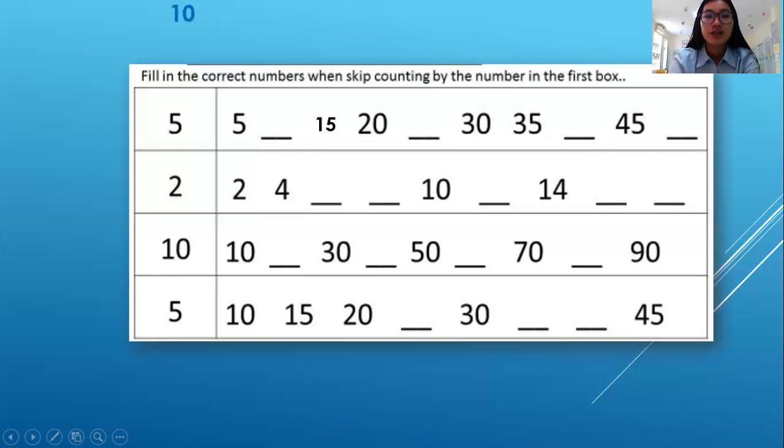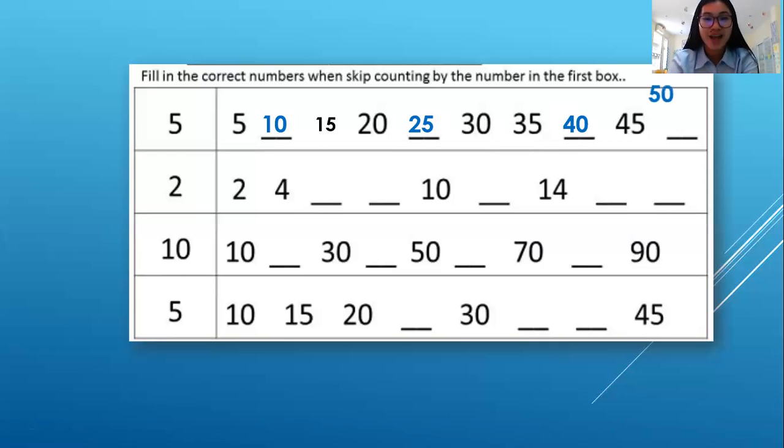It is 10. So 5, 10, 15, 20. The next number here is 20, 25. All right, good. So next to 25, it's 30, 35. And next number is 40. And next to 40, it's 45. And next is 50.